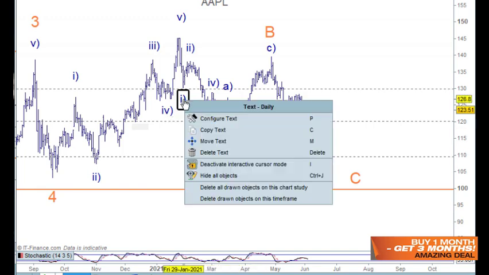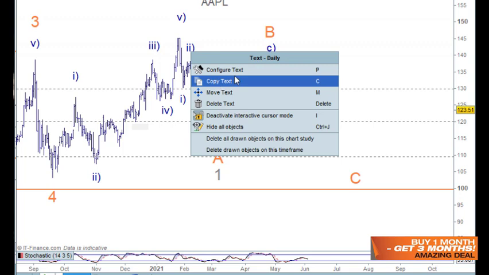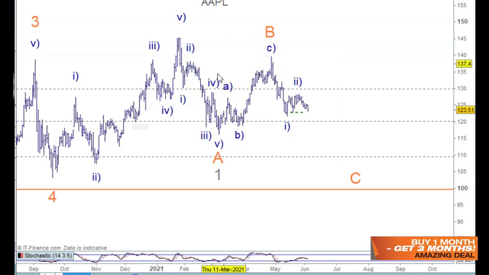So we're talking about copying that here as wave 1 and copying that there as wave 2. And wave 3 will probably be down here somewhere at these lows. The market's going to struggle at the 120 there, so we need to be mindful of that.